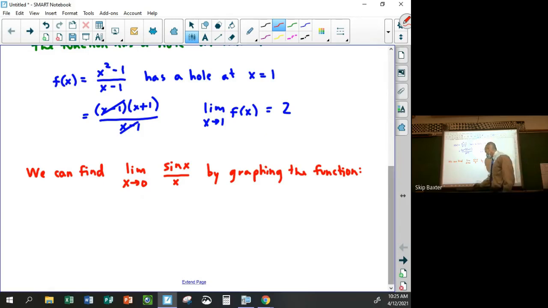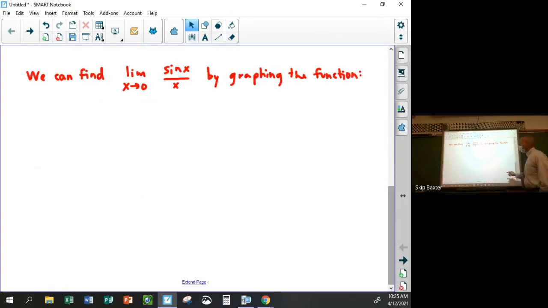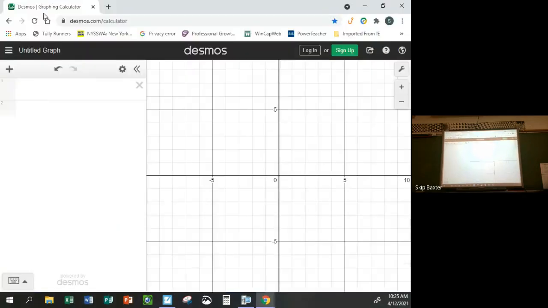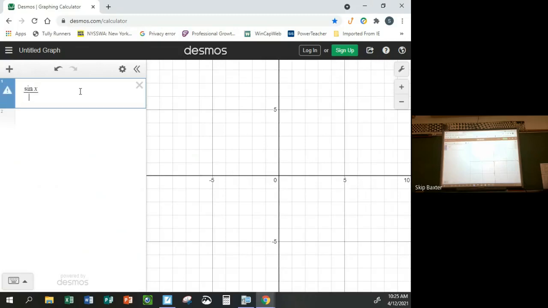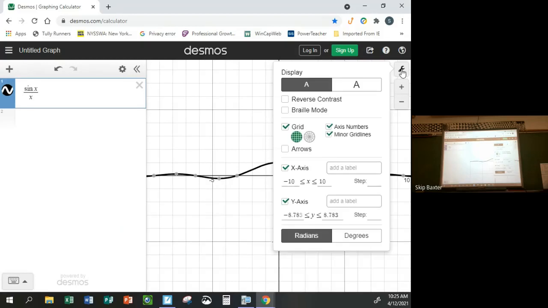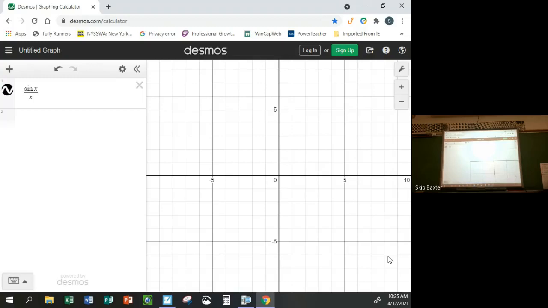So I'm going to graph it on Desmos, but you could graph it on any graphing calculator. So I have Desmos here, open already. On Desmos, all you have to do is type in the function over here. So I'm just going to type in sine x over x, like that. Now, if my calculator was in degrees, this would be way more boring. It just looks like a horizontal line.